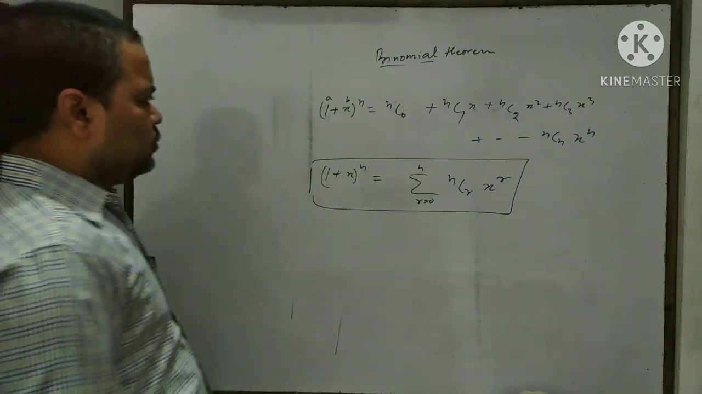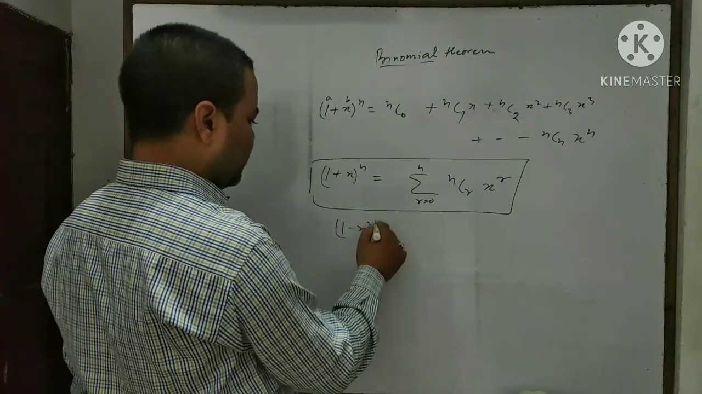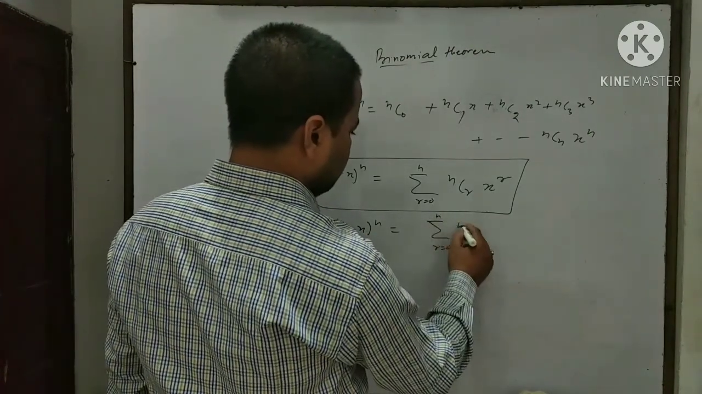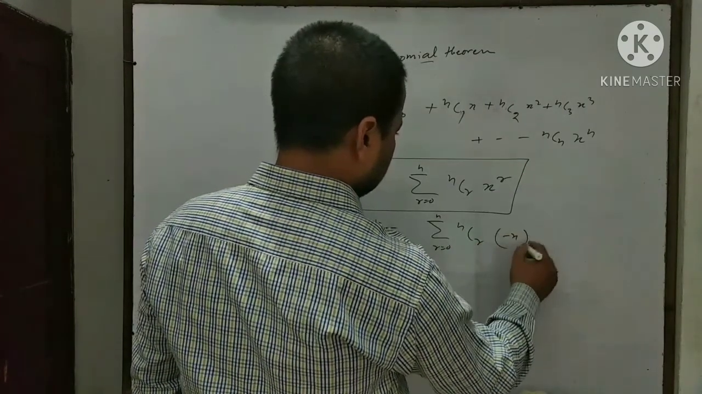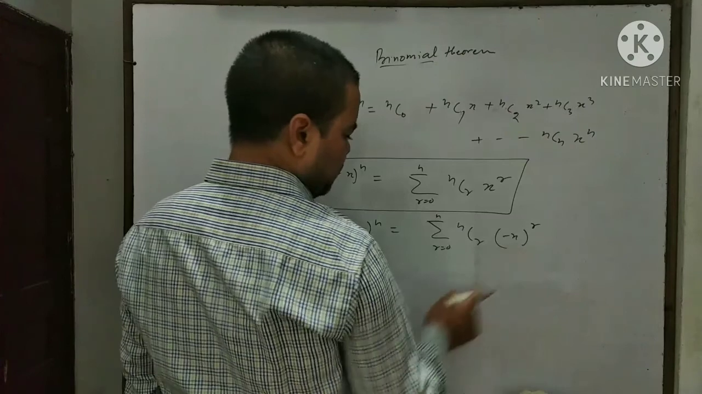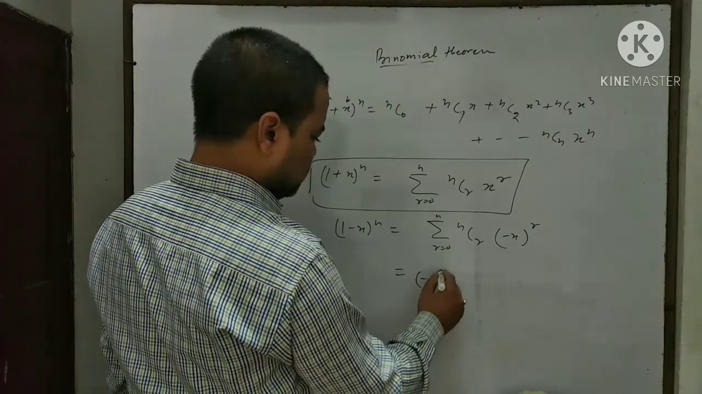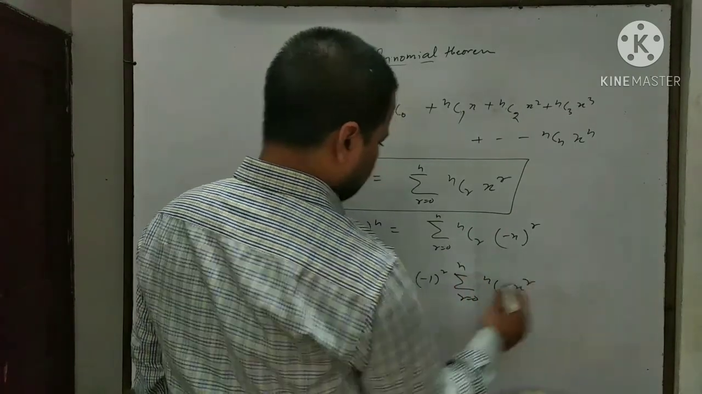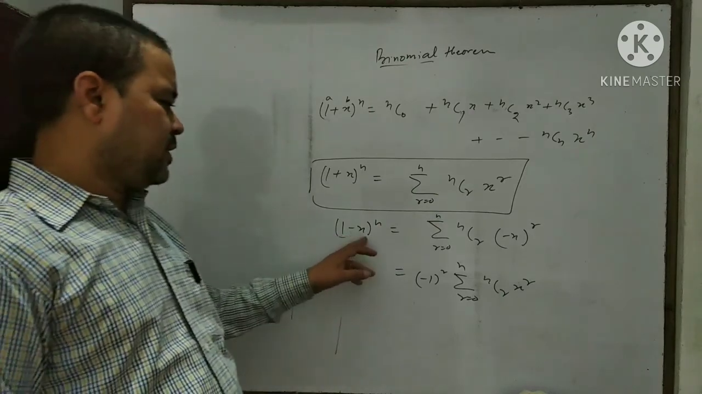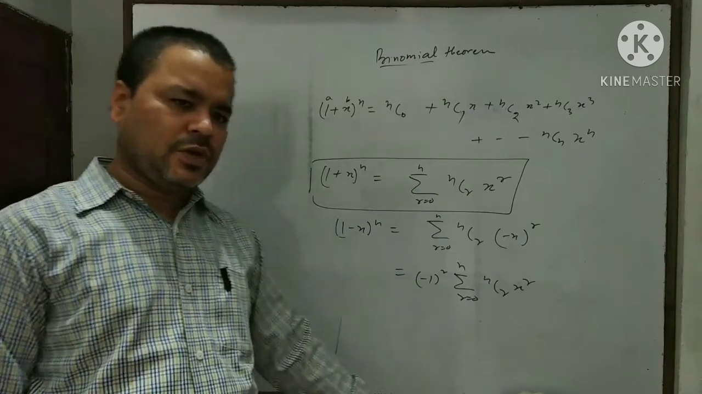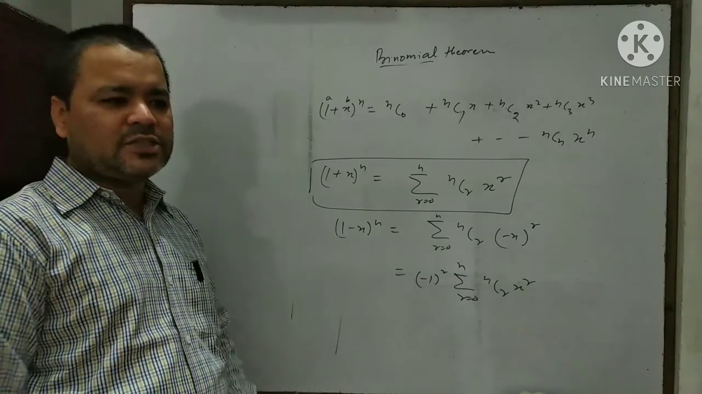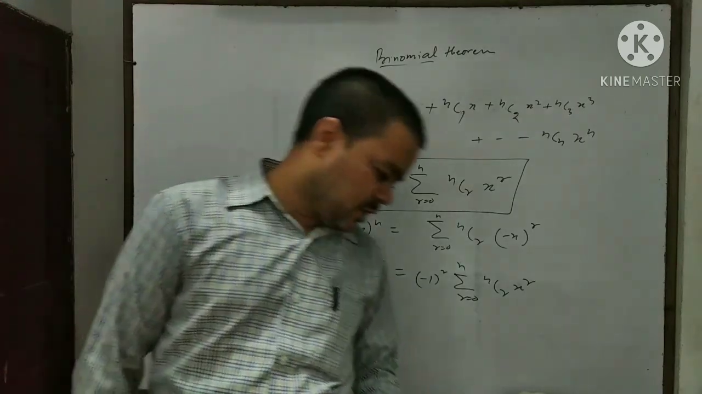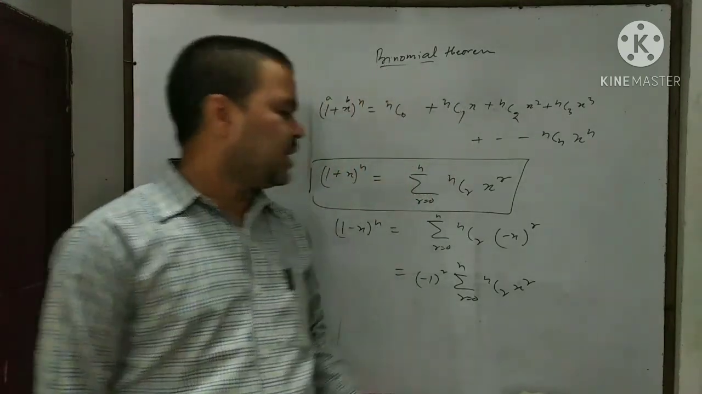Okay, now if we write 1 minus x raised to the power n, then what happens? It will be in this form: r is equal to 0 to n, nCr minus x raised to the power r. We can also write this in this form, minus 1 raised to the power r, r is equal to 0 to n, nCr x raised to the power r. If the value of 1 minus x is this, then okay. Now here I am going to explain one more very important result we will get. Let us see that.